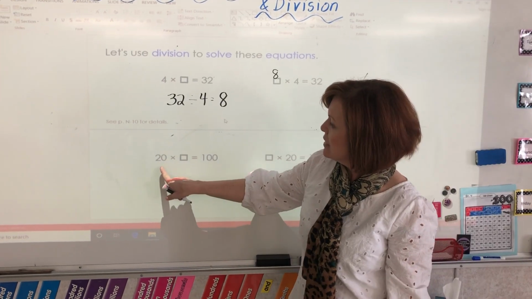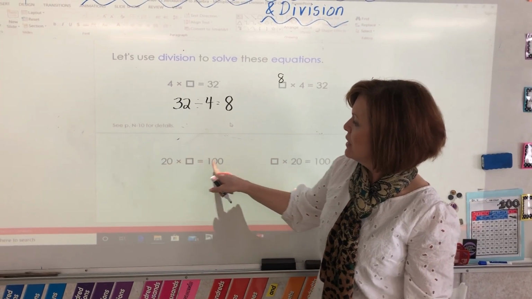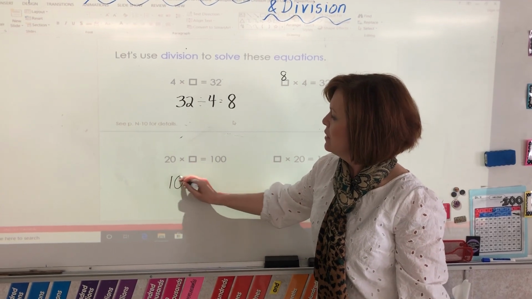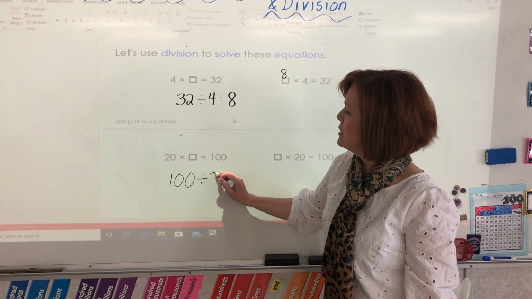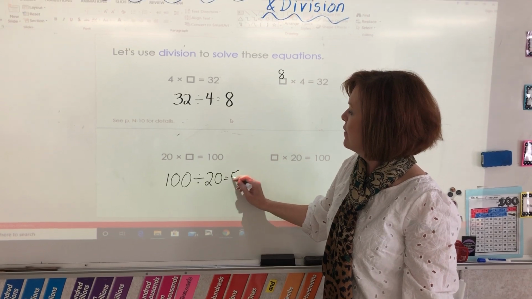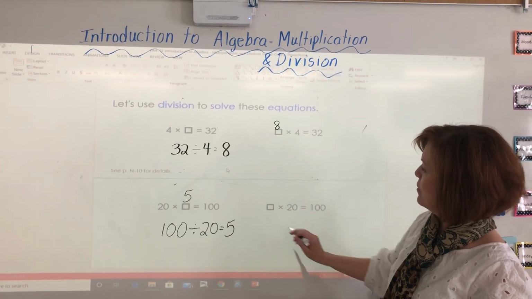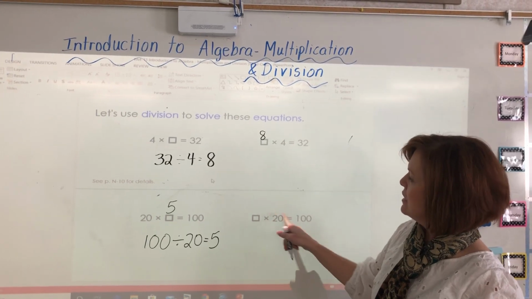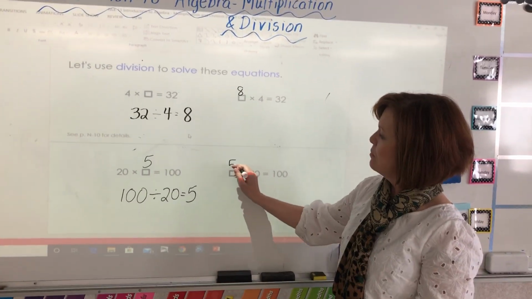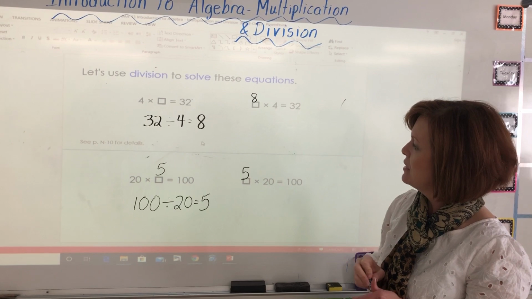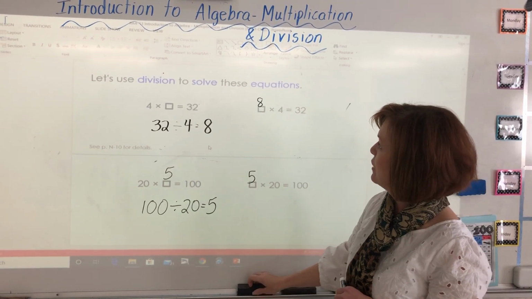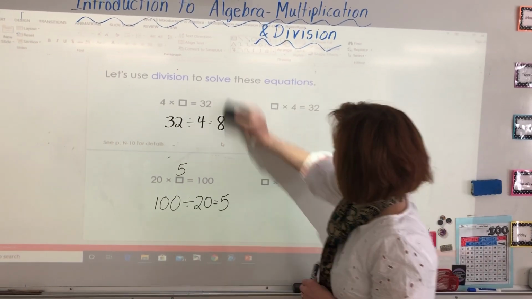And here in this example, 20 times box is 100. I'll do my division. 100 divided by 20 equals 5. And here, same numbers. 100 divided by 20, doesn't matter what order they're in, this will still be 5. 5 times 20 equals 100. 20 times 5 equals 100. Excellent.